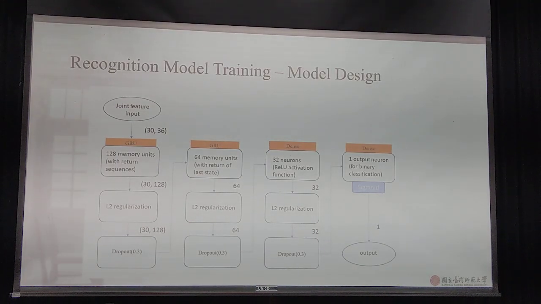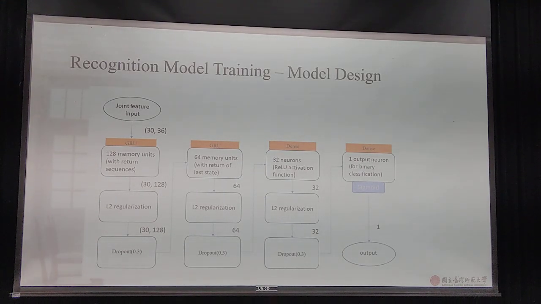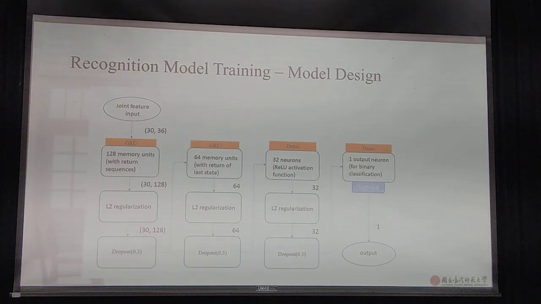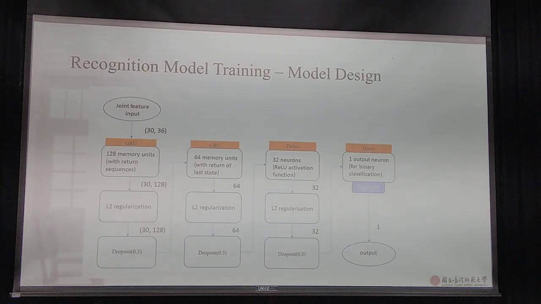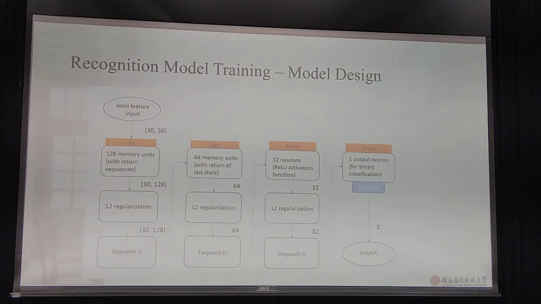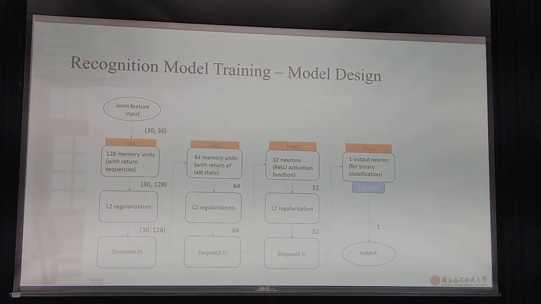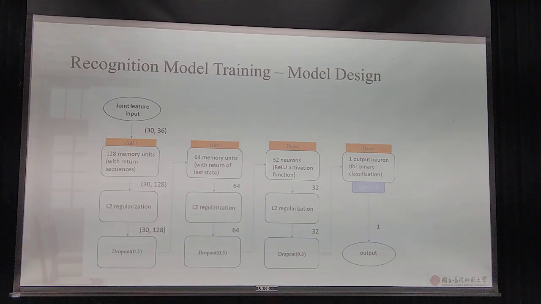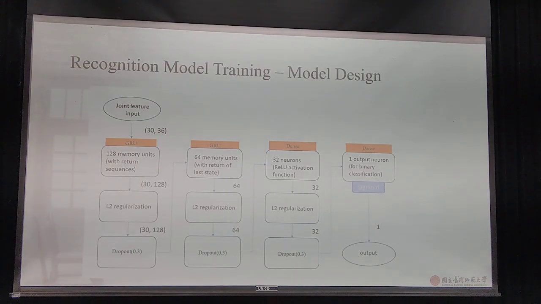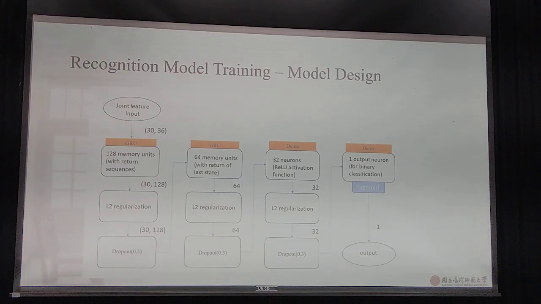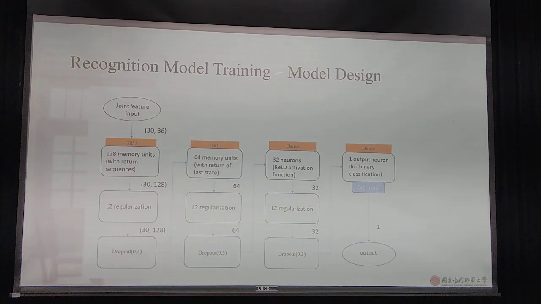The GRU model input is 30 by 36, representing 30 frames of 12 joints with 3D coordinates. The first GRU layer has 128 units and returns all time states. L2 regularization and dropout with a rate of 0.3 are applied to prevent overfitting. The second GRU layer has 64 units and outputs only the final hidden state, which summarizes the overall motion information. After that, the next layer with 32 neurons and ReLU activation extracts high-level features. Finally, the sigmoid output layer gives a probability for binary classification. A value pointing to 1 indicates the master, and a value pointing to 0 indicates the stranger.